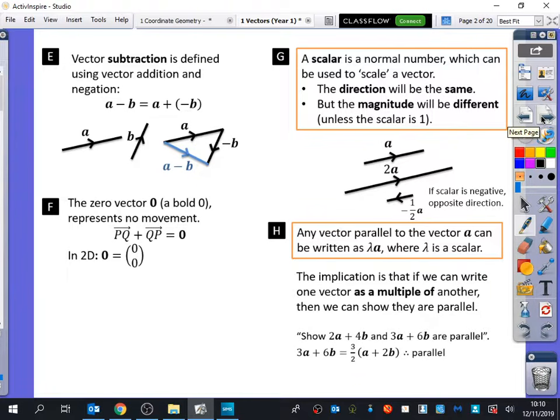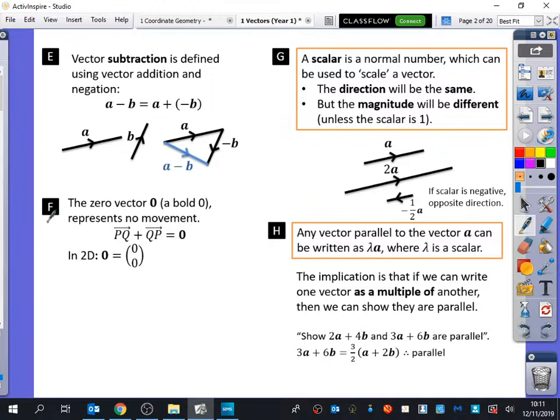Vector subtraction is defined using vector addition and negation. So instead of saying we're going to do a subtract b, the actual meaning of that is that we're going to do a and we're going to add on a negative b to that. So for this vector that we have here, which is a, and this vector which is b, instead of doing a take away b, we're going to do a and we're going to add on a negative b, which gives us a minus b. How have I come up with what minus b is? It's the same vector, but it's just been going in the opposite direction. So you can see a is coming along and then we're coming down in b.